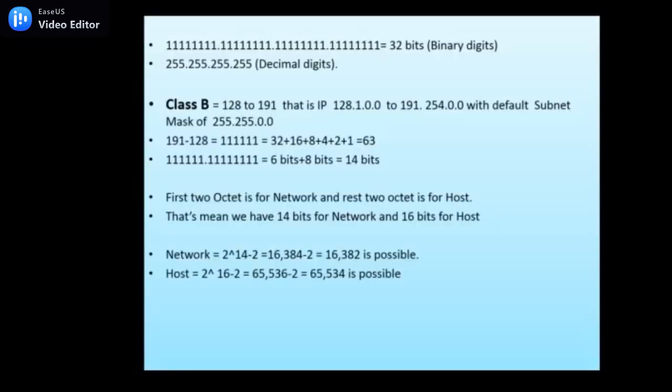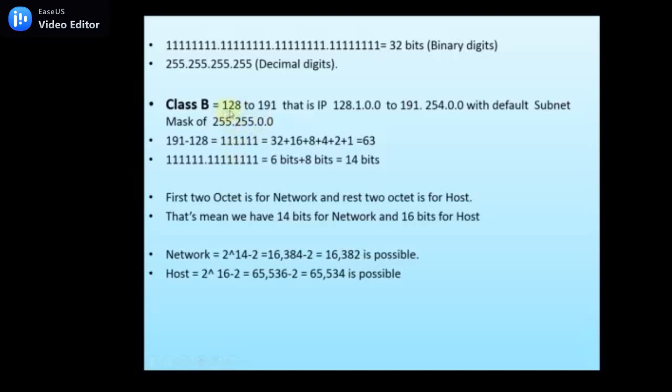Let's go forward to class B. When you're talking about class B, the IP address range is between 128 to 191. That is, the IP addresses are 128.1.0.0 to 191.254.0.0 with a default subnet mask of 255.255.0.0. Here you can see for the network you have 8 bits plus 8 bits, 16 bits for network, and likewise 16 bits for host.